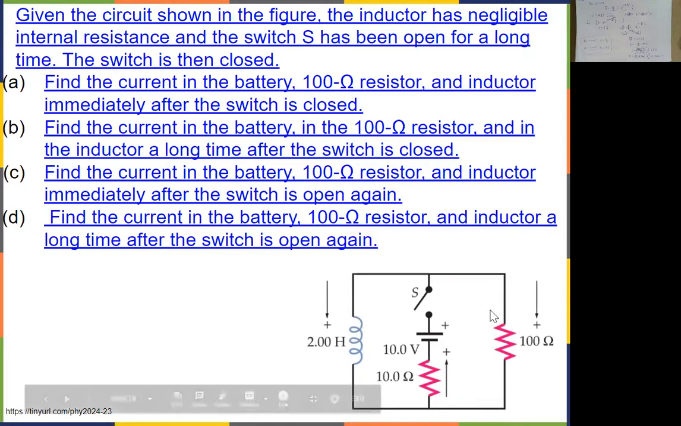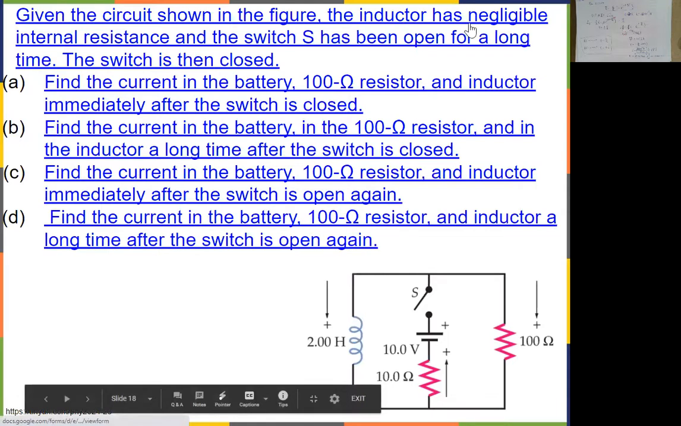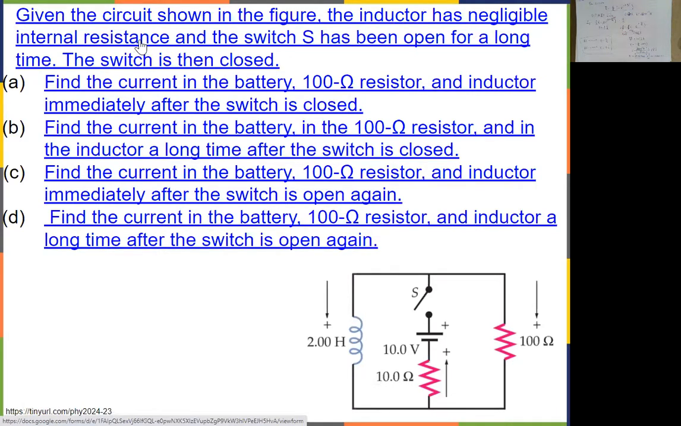Oh, I think I forgot to mention this. It says the inductor has negligible internal resistance. This is the case if not specified. So we will take the inductor to have negligible resistance because they are made of conducting wires. So that's very small.